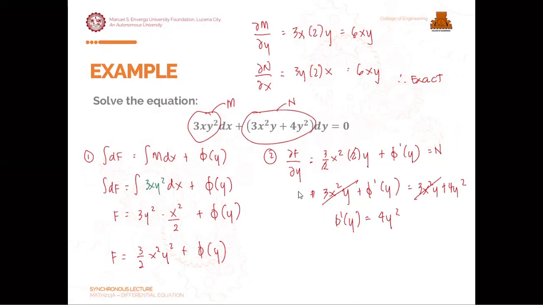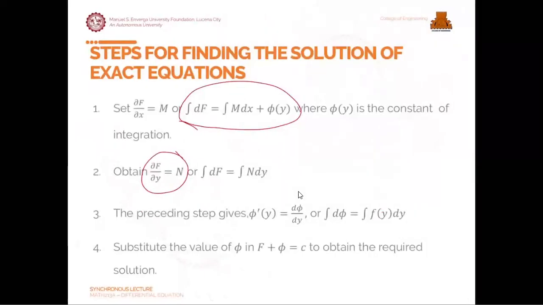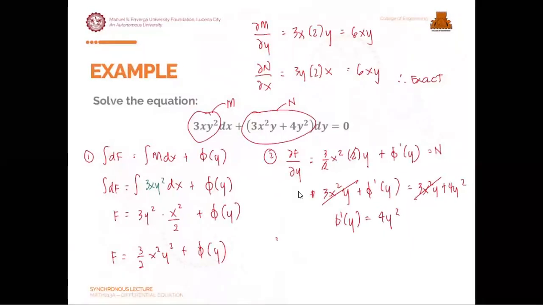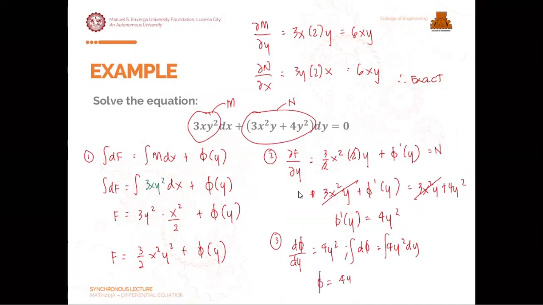So, that is our step 2. Step 3: the preceding step gives phi prime y equals d phi over dy. So, our third step: d phi over dy is equal to 4y squared. When we cross multiply, this will be d phi equals 4y squared dy. Then we take its integration and we get the value of phi. So, phi will be equal to 4y cubed over 3.